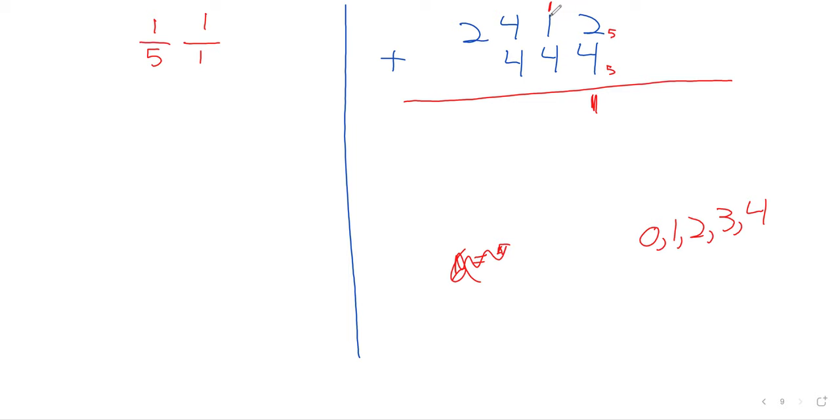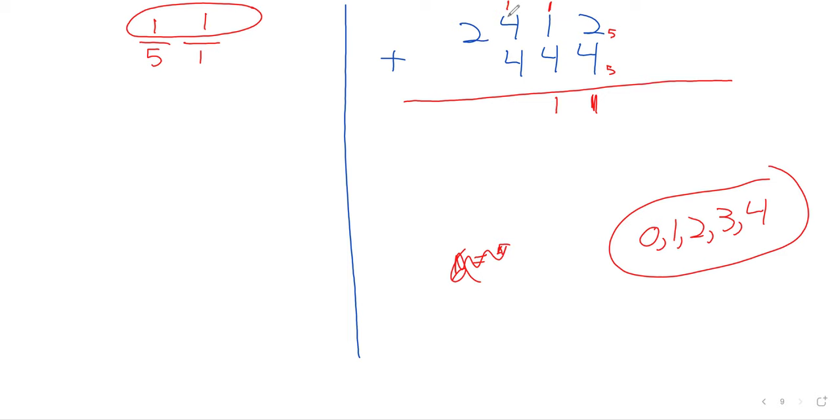Then 4 plus 1 plus 1 is 6 again. We're still not allowed to write 6. It's not an allowable digit. Once again, 6 is 1, 1. It's a 1 in the 5's place and a 1 in the 1's place. So we carry again. And now 4 plus 4 is 8. Plus 1 is 9. 9 is not something we can write, though. So what is 9? Well, it's a 5 and 4 ones.